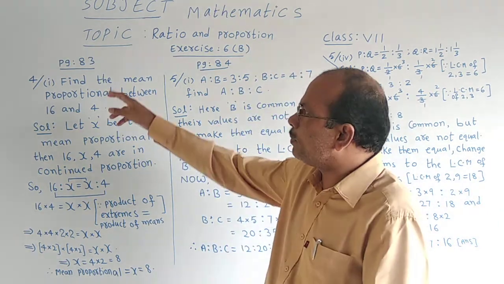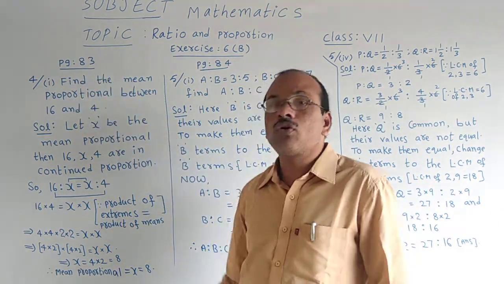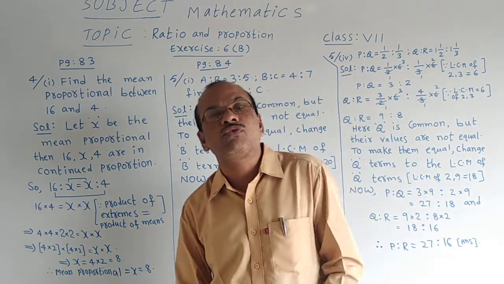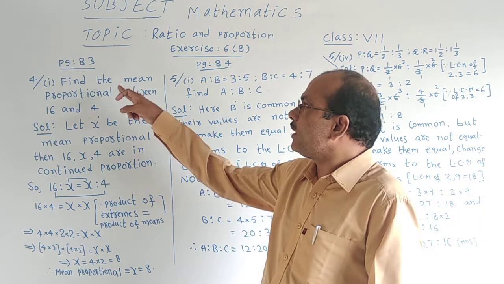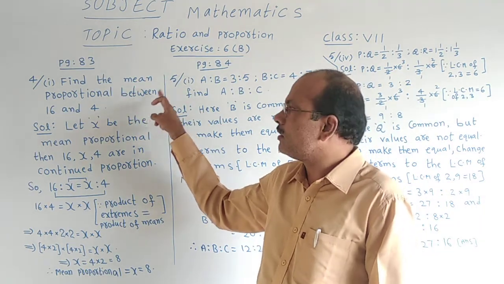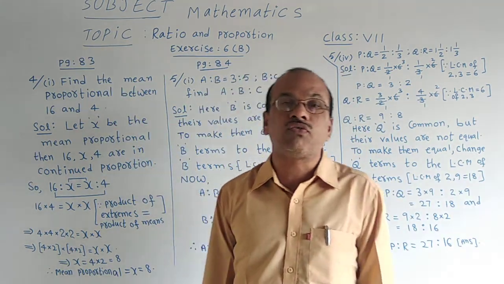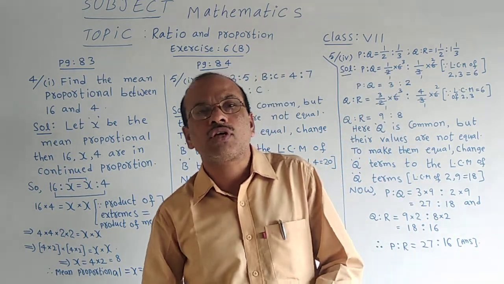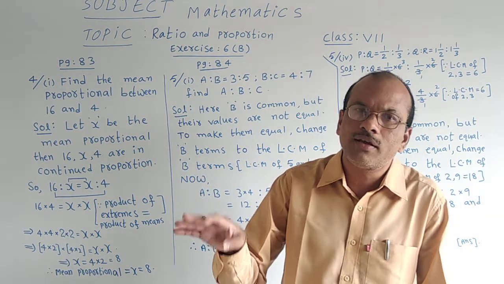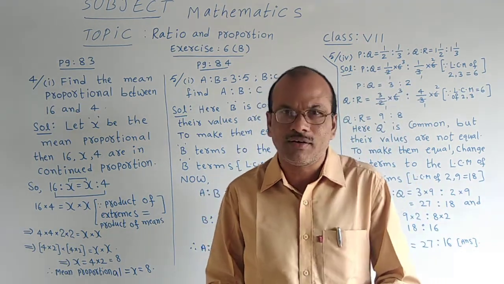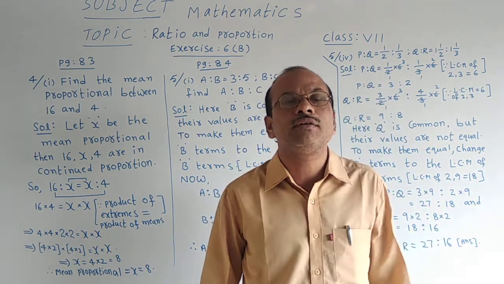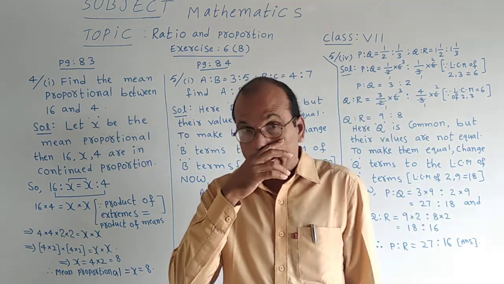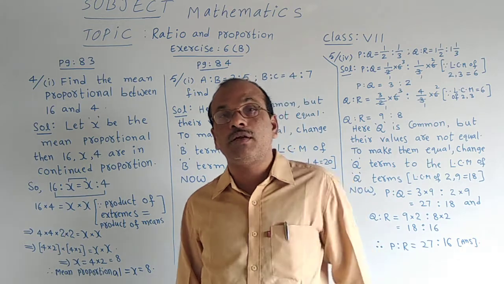Okay. First, page number 83, fourth question in that first bit. They have asked us to find the mean proportional between 16 and 4, mean proportional. In the previous teaching, I have taught you fourth proportional as well as the third proportional. Now we are going to learn to find the mean proportional. Mean means middle one, middle number or middle quantity.